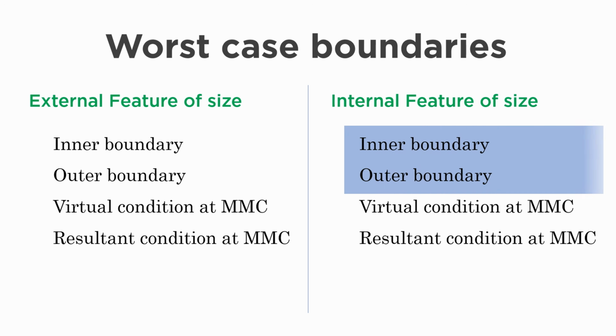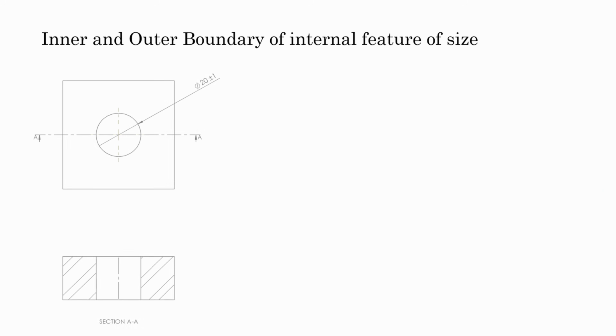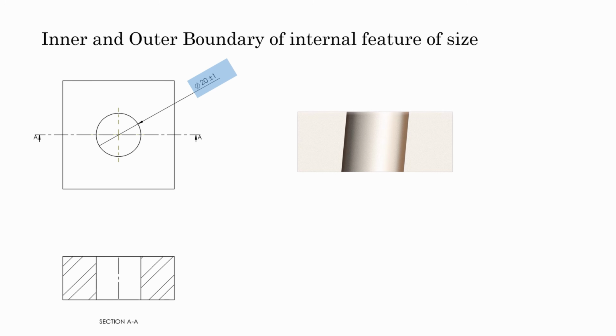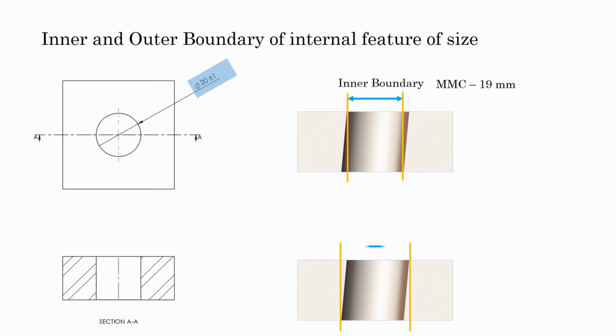Now let's understand the inner and outer boundary of an internal feature of size. Let's say we have a hole in a block, an internal feature of size of diameter 20 mm plus minus 1 mm without any geometrical tolerance. So the inner boundary of this hole would be the smallest size of the hole, meaning its MMC size, which would be 19 mm in this case. And the outer boundary of this hole would be at its largest size, meaning at LMC size, the maximum space a hole can occupy, which would be 21 mm in this case.